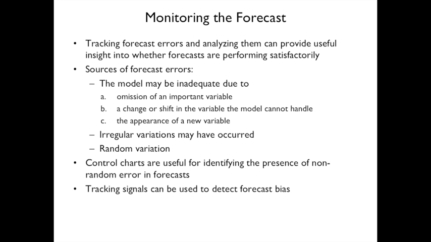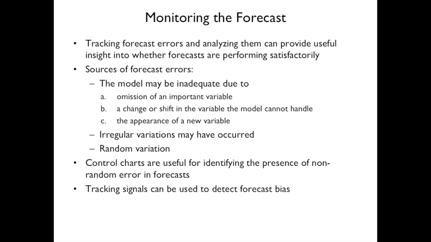You can also have irregular variables, something like weather or a strike. You can have random variation. So you may have a very good model, but it just has random variation in it. If you can identify that it's random variation, you just want to account for that in your forecast.